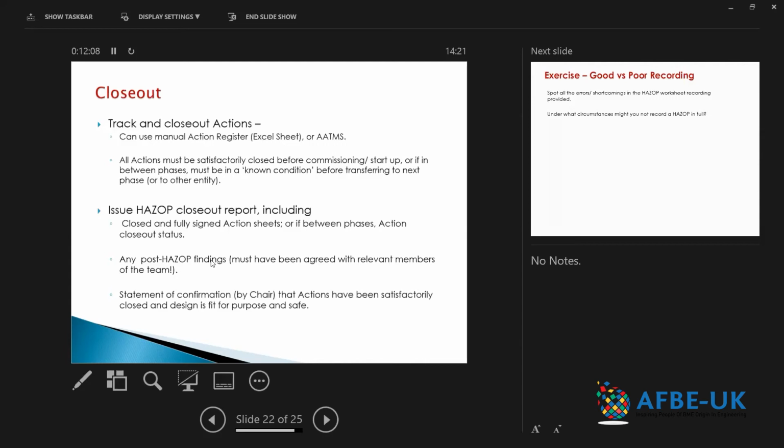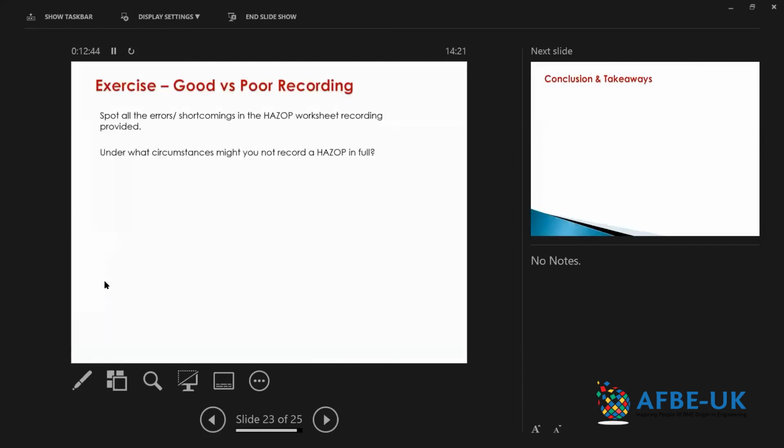Then there are any post-HAZOP findings. Sometimes you finish the HAZOP and a HAZOP participant remembers something or finds out something. That again is discussed with the chair and other members, and if it's agreed, that has to go in the closeout report as well. The HAZOP report, the final report, should have a statement by the chairman to say that all the actions are satisfactorily closed and that the design is fit for purpose. Typically, I like to have that statement in there. Maybe it's just me.